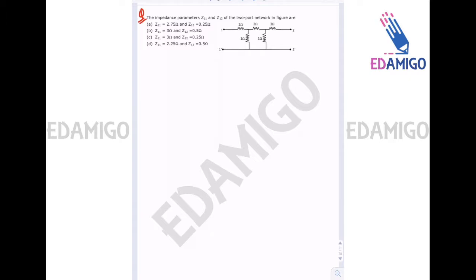Now let's move on to the next question. Here we have this circuit. We have to find the Z11 and Z12 of the circuit. We have the circuit with 2 ohm resistance, 1 ohm resistance, 2 ohm resistance, 1 ohm resistance, and 3 ohm resistance.